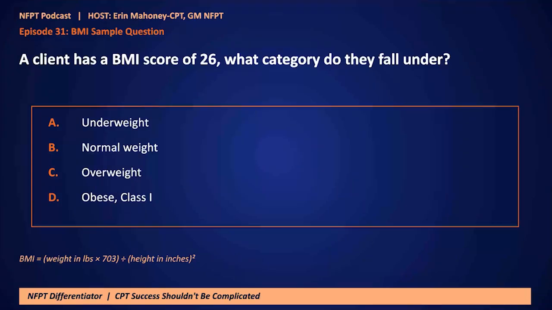All right, so again, a client has a BMI score of 26. What category do they fall under? Is it underweight, normal weight, overweight, or obese class 1?